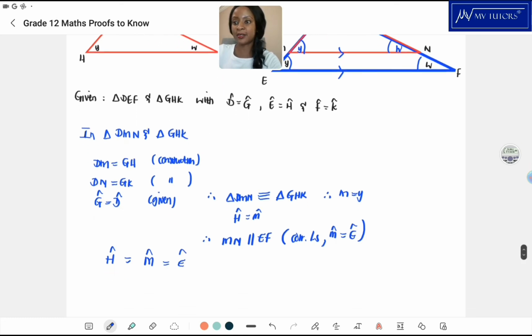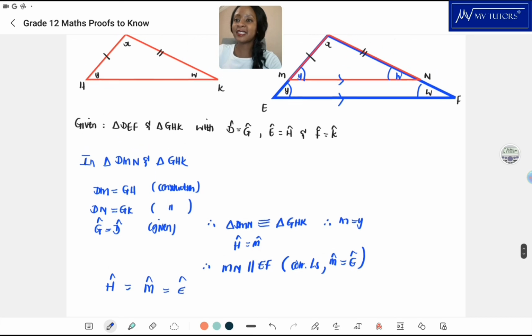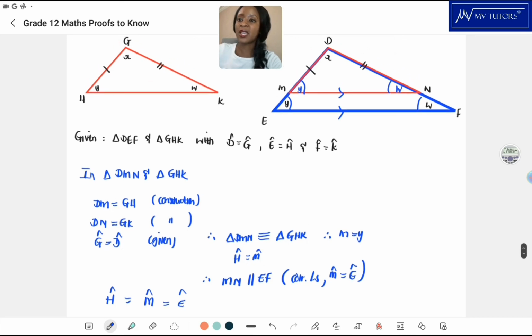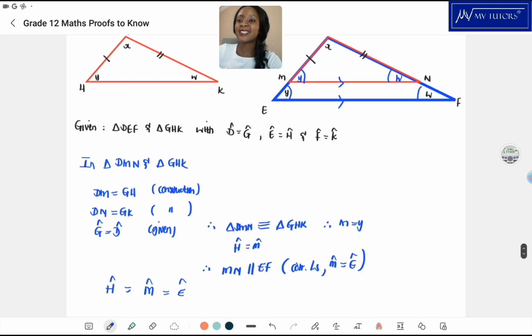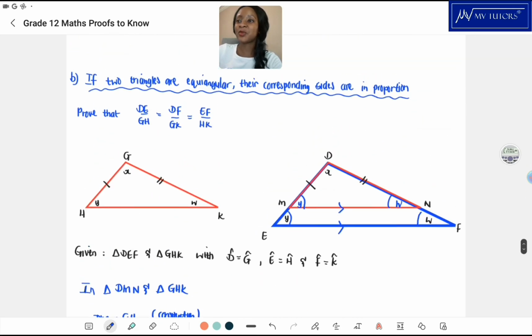Okay, my handwriting. Yeah, it's equal to E. And because of that, we have said that M is equal to E, and we have said that MN is parallel to EF. Okay, they are both parallel. And now let's just remind ourselves.